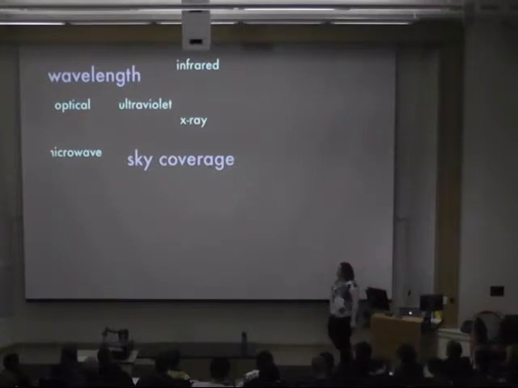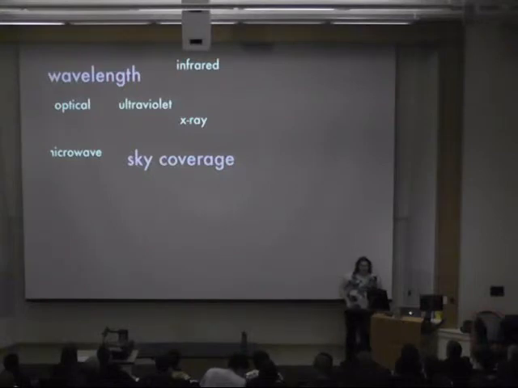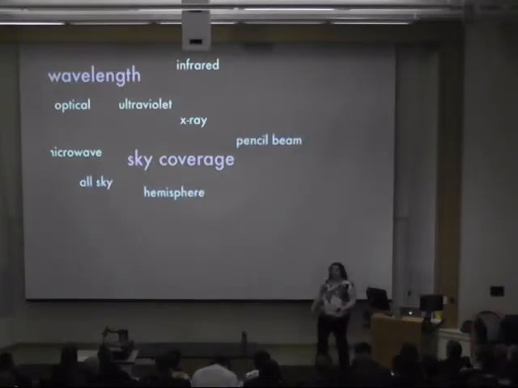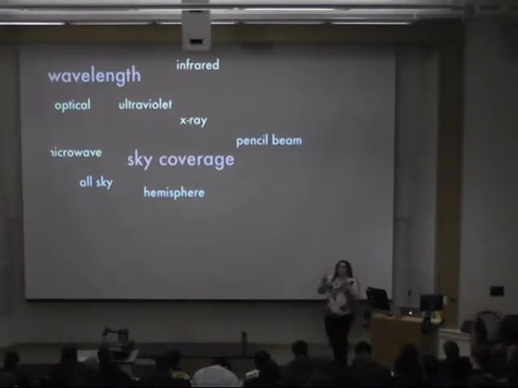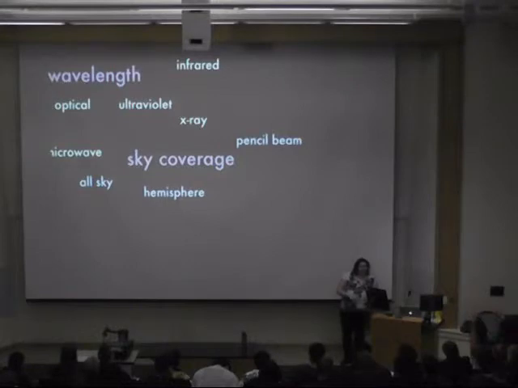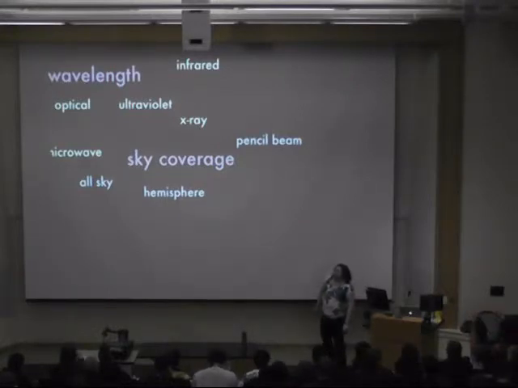So the next main property is sky coverage. We're talking about taking pictures of the sky. We've picked a wavelength. How much of the sky can we feasibly take pictures of? There are 3 different approaches that I've seen that all work well for different things. There's taking pictures of the whole sky. Great. You can look at the entire sky. That's awesome. You can see everything.